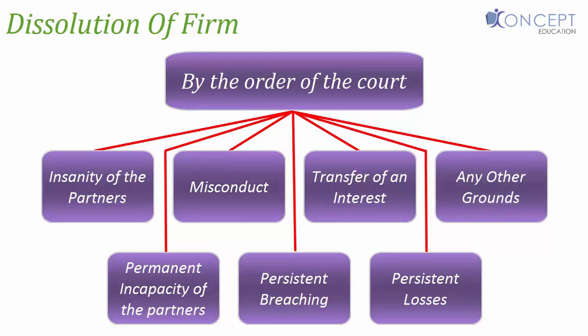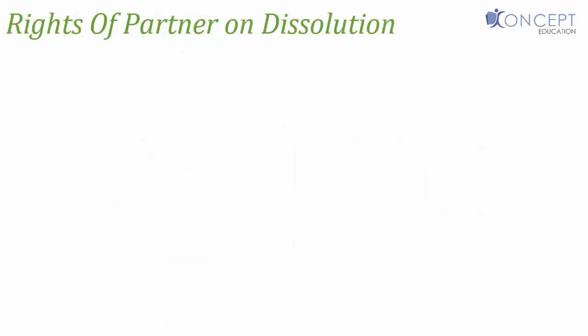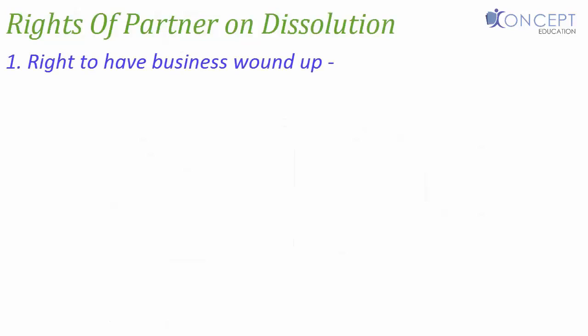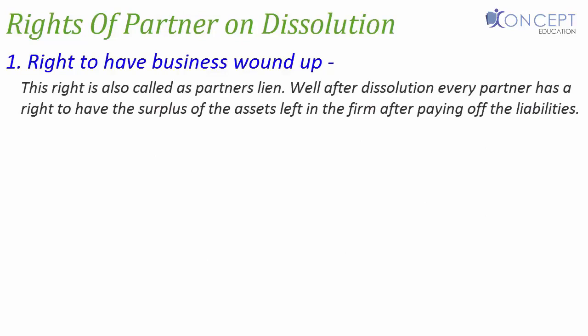Well, on dissolution, every partner of the firm has a few rights and a few liabilities. Now let's look at the rights first. First, we have the right to wind up the business. The right is also called partner's lien.